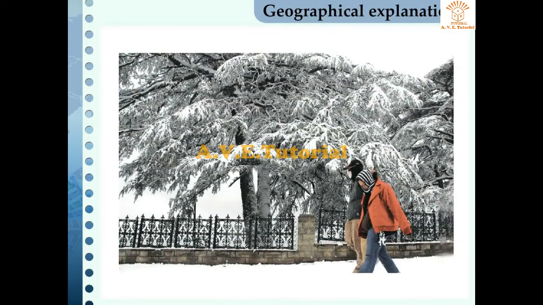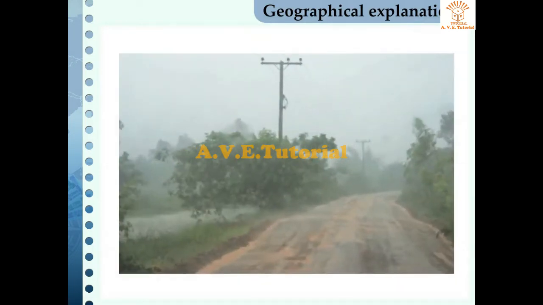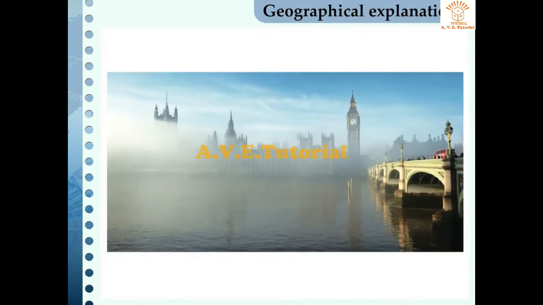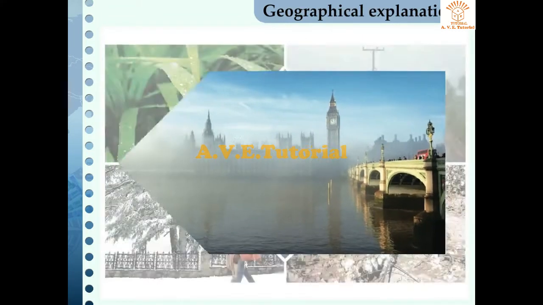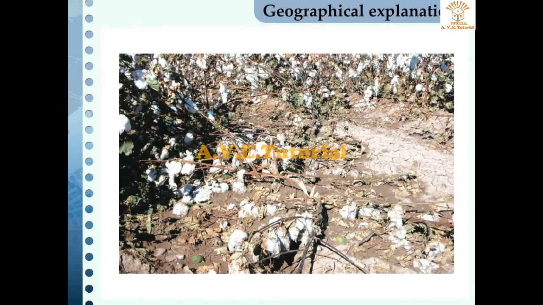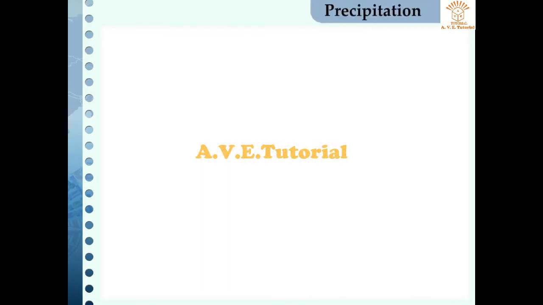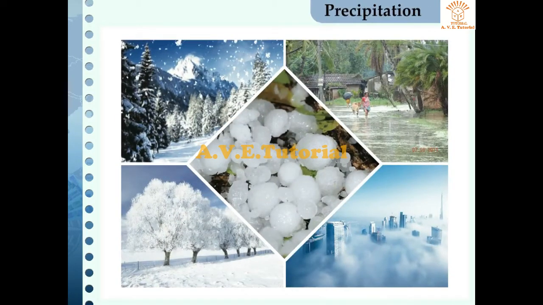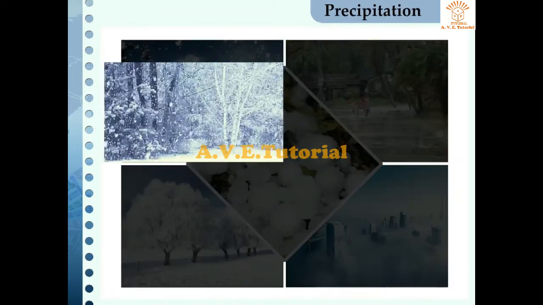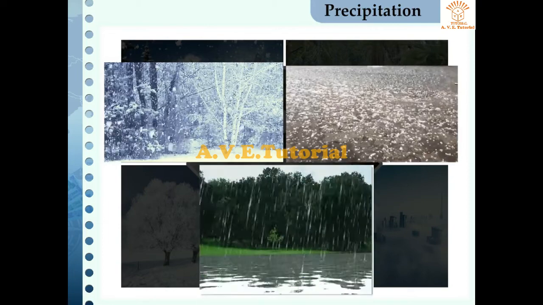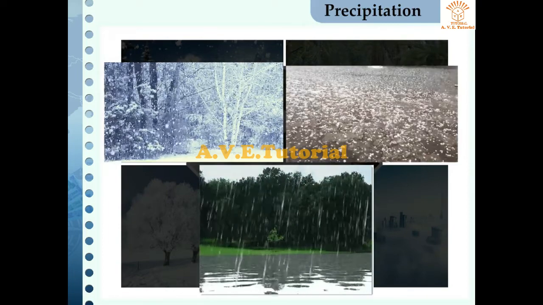In areas located at higher altitudes, snowfall occurs, while it rains in other places. Some places experience dense fog, while some experience hailstones suddenly and face crop destruction. Precipitation: water falls in the solid or liquid state from the clouds to the ground. Snow, hailstones, and rainfall are the major forms of precipitation.